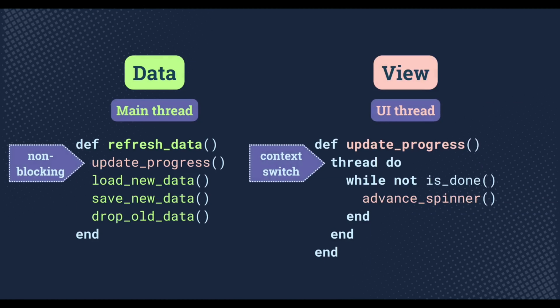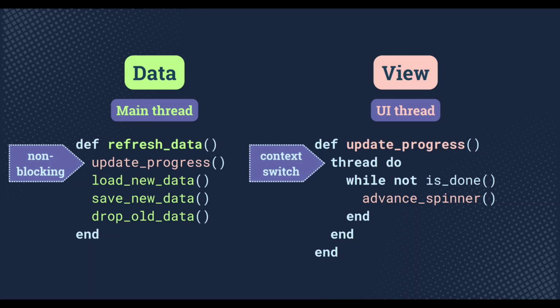Here is how we can solve this problem by running UI updates on a separate thread. As mentioned earlier, applications always start execution on the main thread, and this is where we enter our refresh logic. Unlike before though, we rewrote update progress to run on a new dedicated thread. Keep in mind that I'm using pseudocode here, and how exactly you do this differs from language to language.